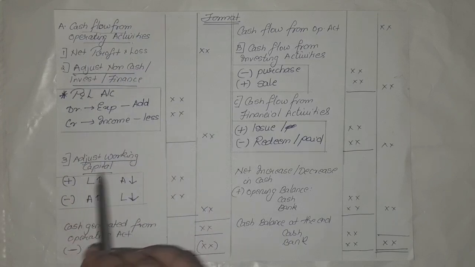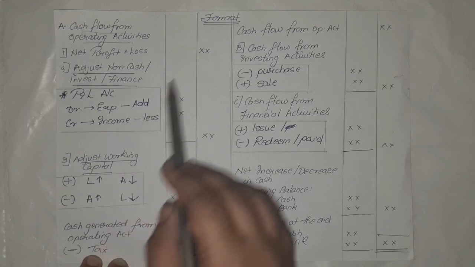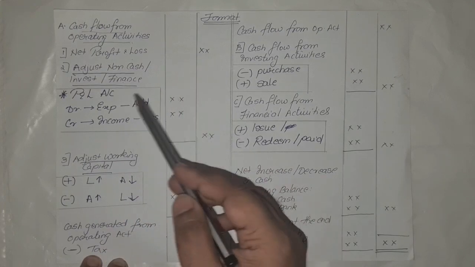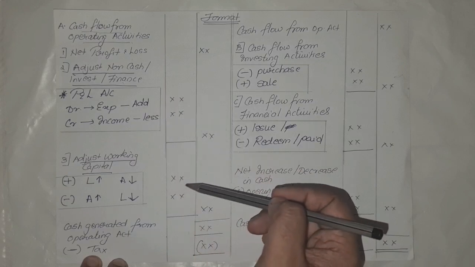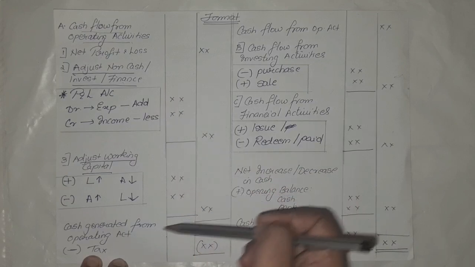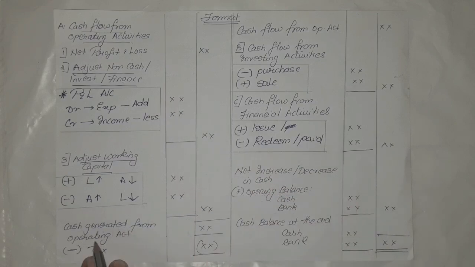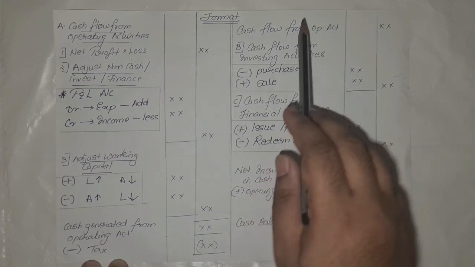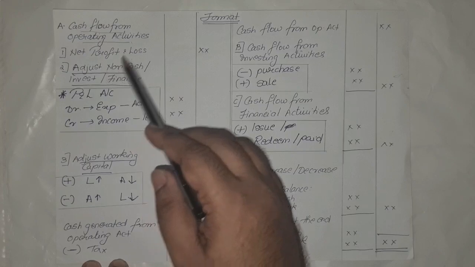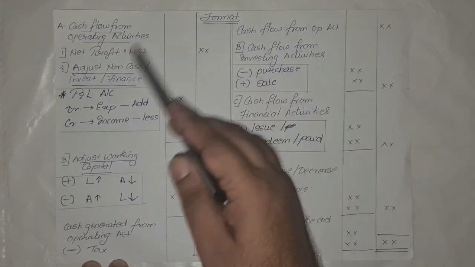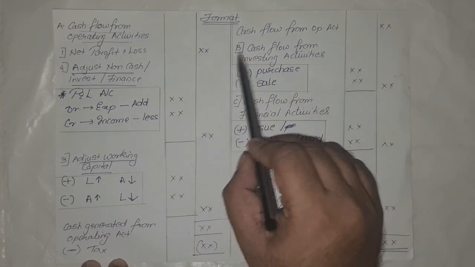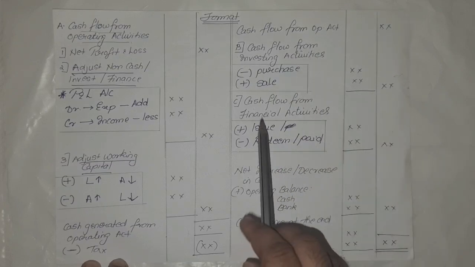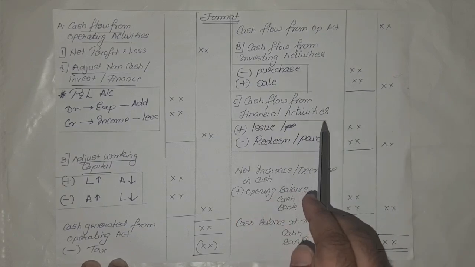Third, adjust working capital. So when you add the net profit or the loss with your adjusted non-cash items plus all your adjusted working capital, we will get cash generated from operating activity. Less tax gives you cash from operating activity. So that's the first part, cash flow from operating activity. Second, cash flow from investing activity. And third, we have cash flow from financing activity.